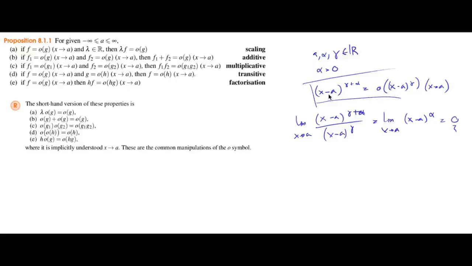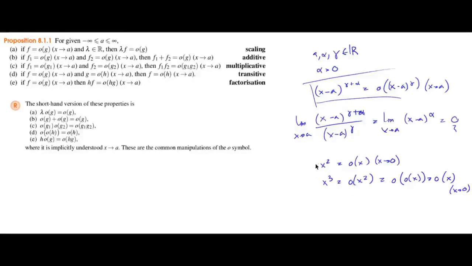So in practical applications, this means that, for instance, x squared is small o of x, or x cubed is small o of x squared, right? And also x squared is small o of x, so that means that x cubed is also small o of x. Sorry, this is when x goes to 0, right?